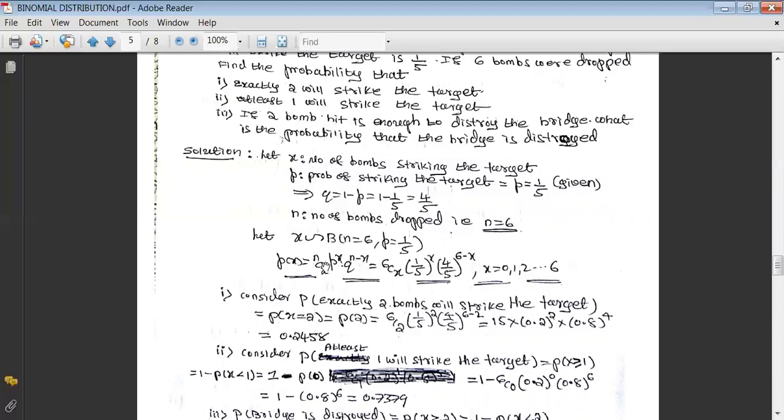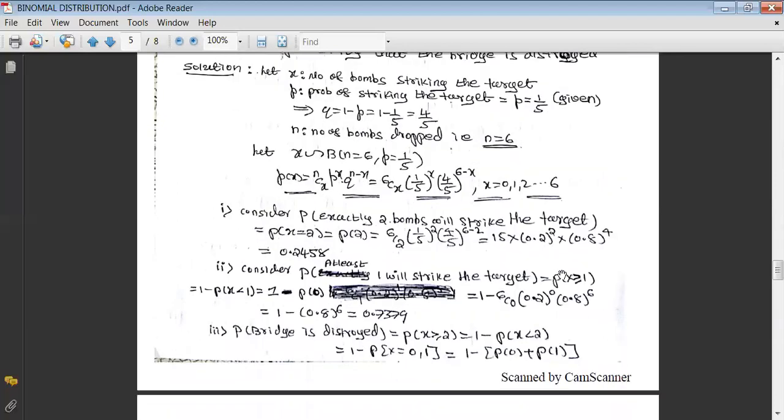Once we know the parameters, we can write the probability function of binomial, which is given by nCx into p raised to x into q raised to n minus x, where q is 1 minus p. N is 6, that is 6Cx, p is 1 by 5 raised to x, and q is 4 by 5 raised to 6 minus x. X takes the values 0, 1, 2, 3, 4 up to 6.